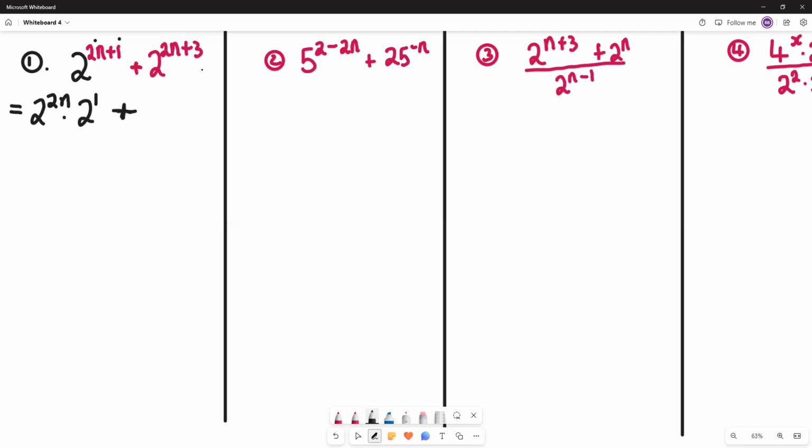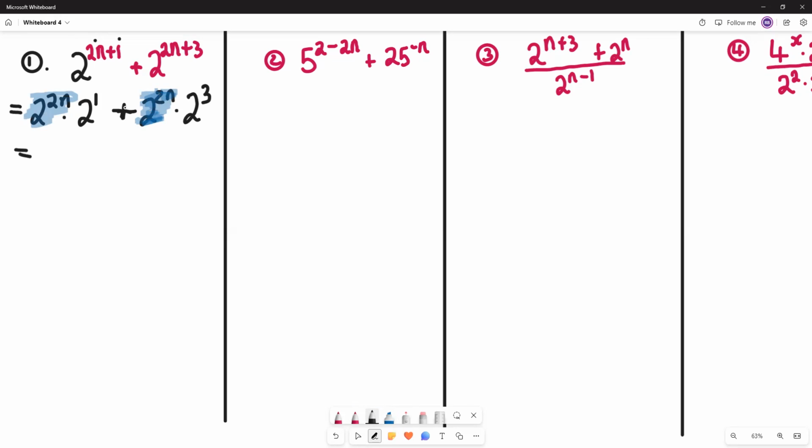Then I do the same here. I split this. It's going to be 2 to the power 2n dot 2 to the power 3. And then, ladies and gents, you always highlight the part with the exponent. So I'm highlighting the part with the exponent with a letter. That is the most important part we are interested in. Okay. And then you can see that this part and that part are exactly the same.